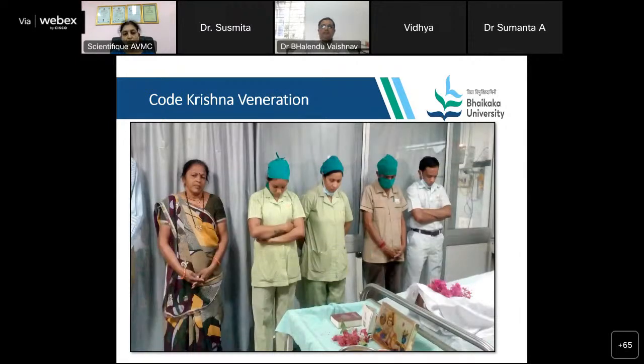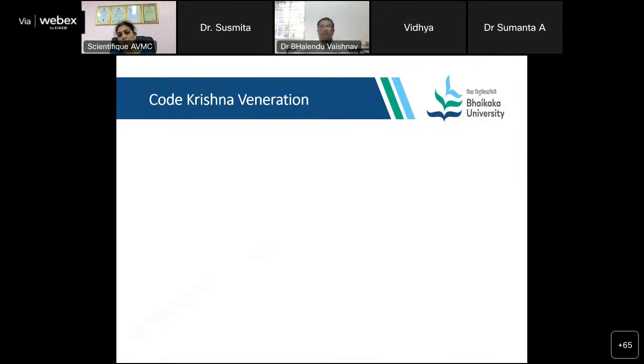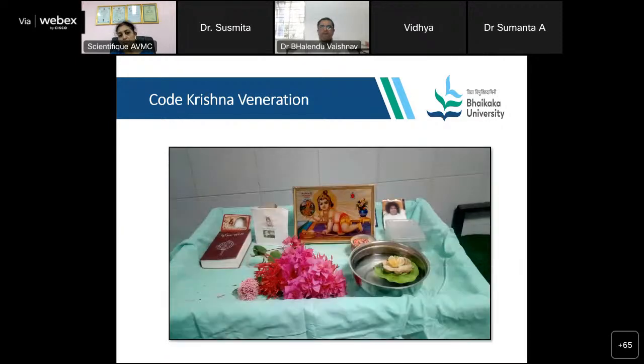Now you can see in this picture the nurses and ward boy and the relative are standing at the bedside. There is a small tray here in which you can see the picture of Lord Krishna. Some flowers are there. There is a Bible here, and you can see flowers put on the bed near the foot end of the patient. This is the Lord Krishna veneration tray.